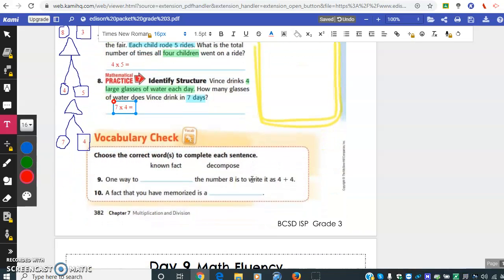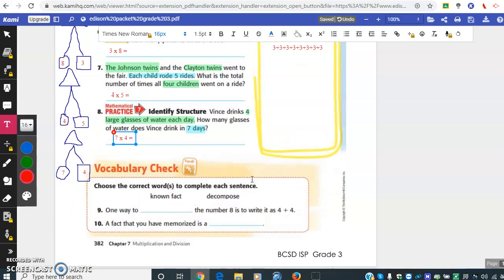Vocabulary check asks us to use known fact and decompose in these sentences. Decompose is not a word that we used in class very often. The reason we didn't use decompose in class very often is because I had a different word that I used, and it was distributive property. When we're doing distributive property, and you know how we break a number down, that's decomposing, right?